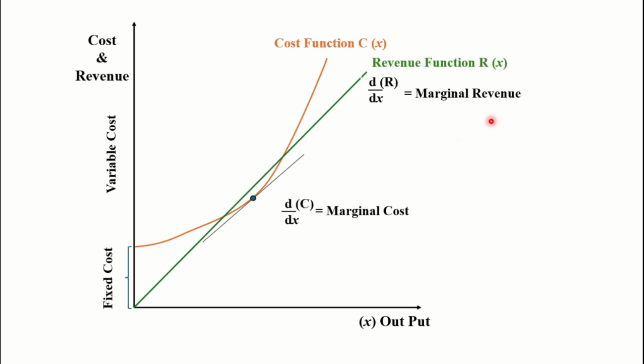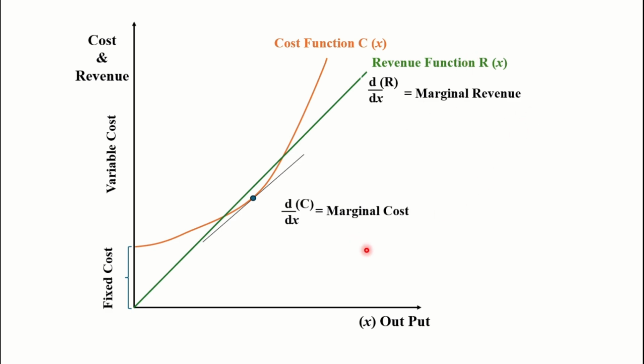Now marginal revenue and marginal cost. You all know what is meant by derivative? Derivative is nothing but the rate of change. And what is marginal revenue and marginal cost? That is also rate of change. That's why marginal revenue is the differentiation of revenue with respect to x, that is output, and marginal cost is also the differentiation of cost with respect to x, that is output. This is a graphical representation of the cost function, revenue function, marginal revenue and marginal cost.